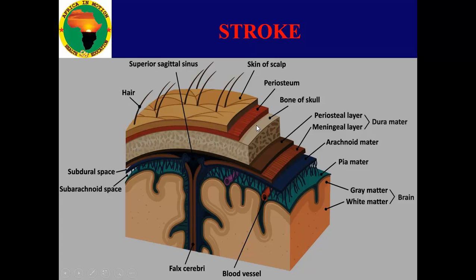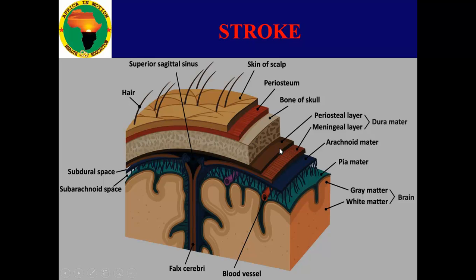Now, the brain has many layers that are covering it. From the head, where the hair is, there is skin. Under the skin, there is connective tissue. Then there is what we call periosteum, a membrane that covers the bone. Then there is the bone. Under the bone, there is what we call dura mater, a very hard membrane covering the brain.